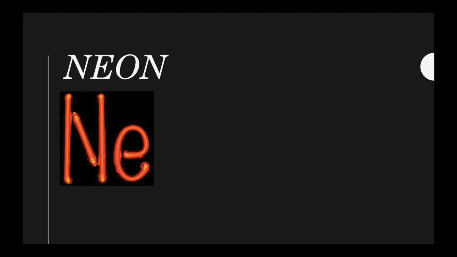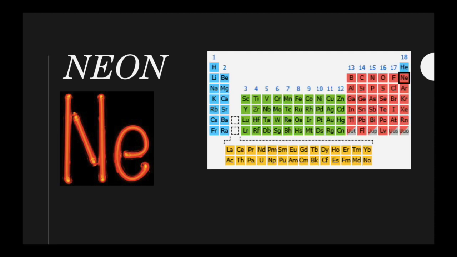Neon. Neon is a chemical element with the chemical symbol Ne and has the atomic number 10. Elements that have common properties and characteristics are placed into groups in the periodic table. In the periodic table of elements, neon is placed in group 18, which is also known as noble gases.